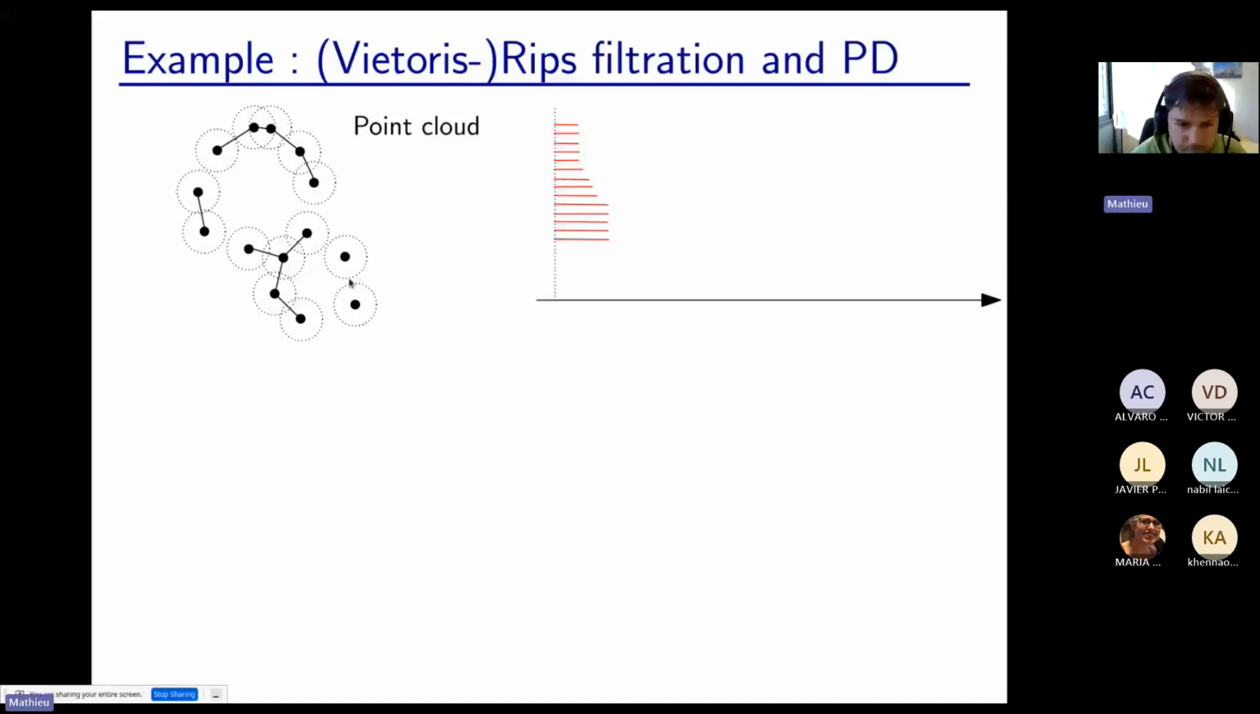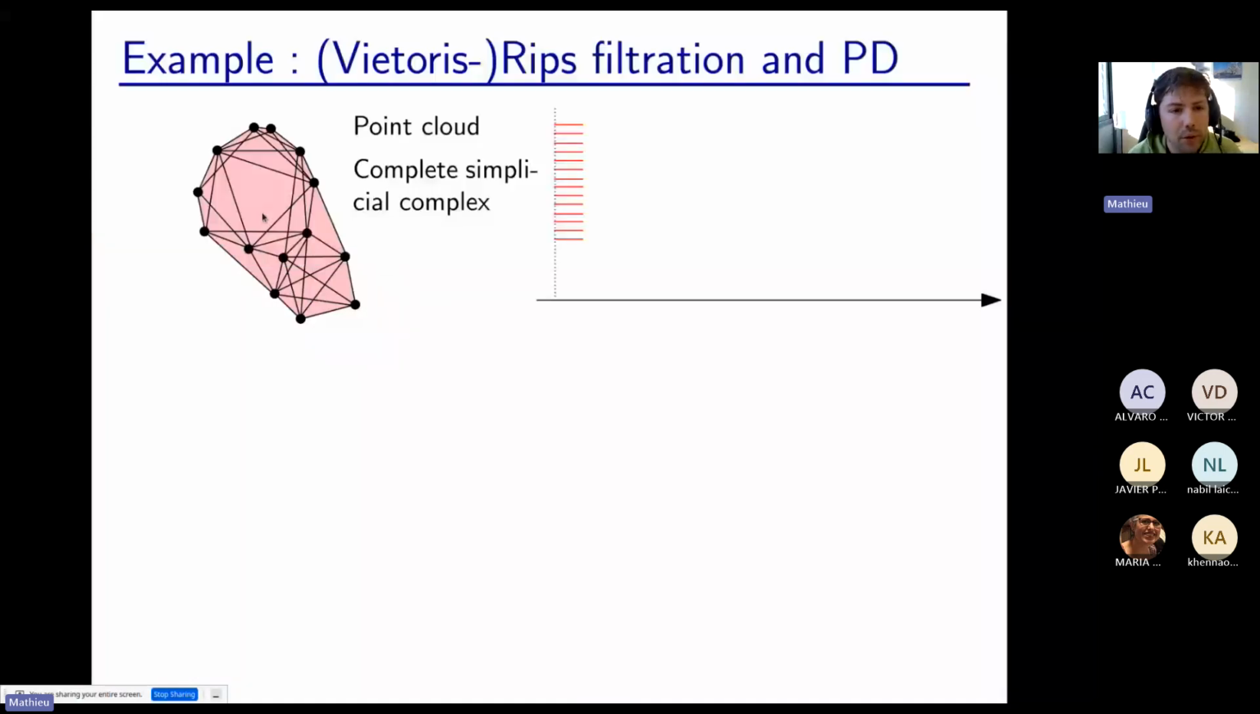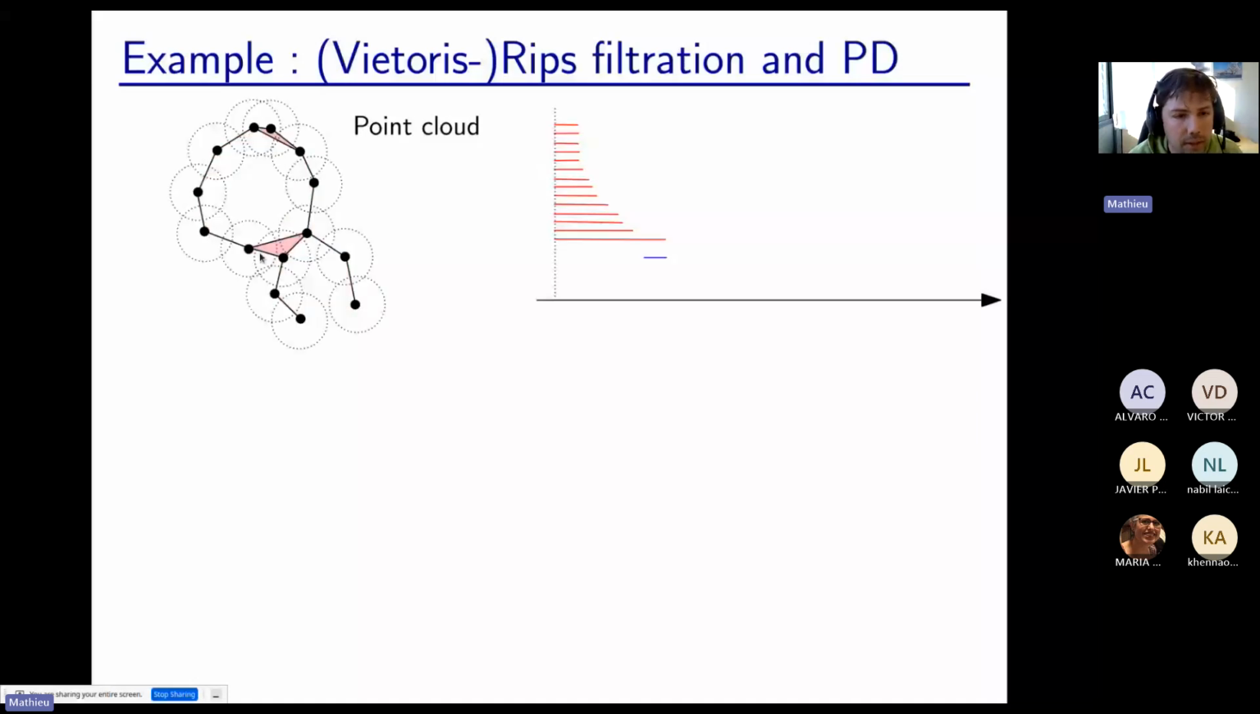Basically, this filtration works by filtering the complete simplicial complex that you can form out of the point cloud. You assign a filtration value to every simplex, like for instance this triangle, as the max of all pairwise distances between the points in the triangle. So I will compute the distance between those 2 points, those 2 points, those 2 points, and take the maximum of those 3 distances. That will give me the filtration value of that triangle.